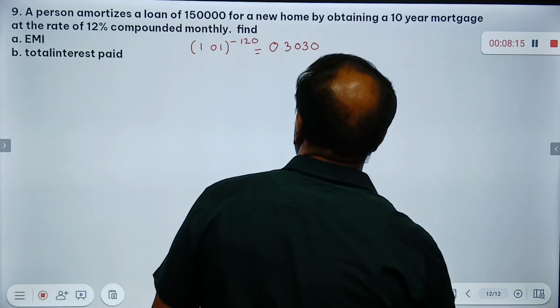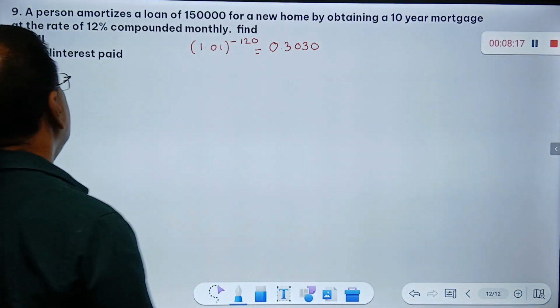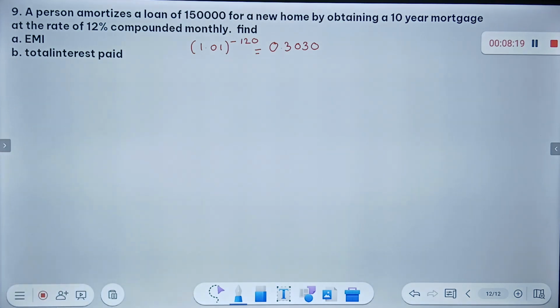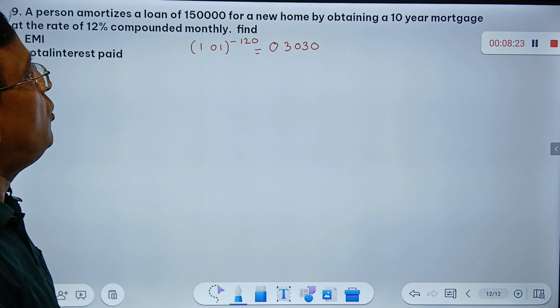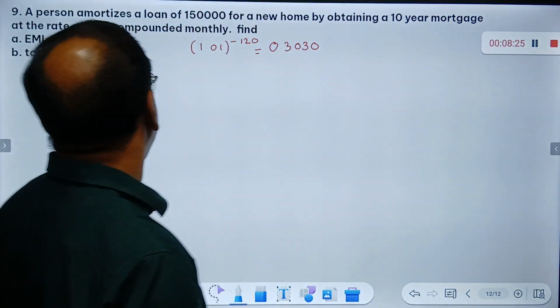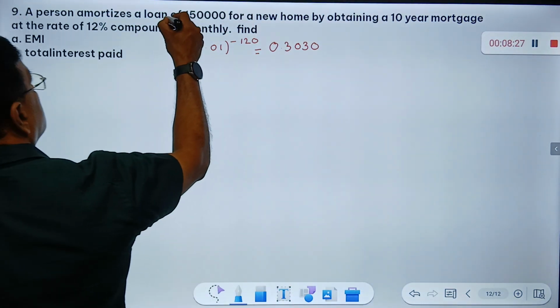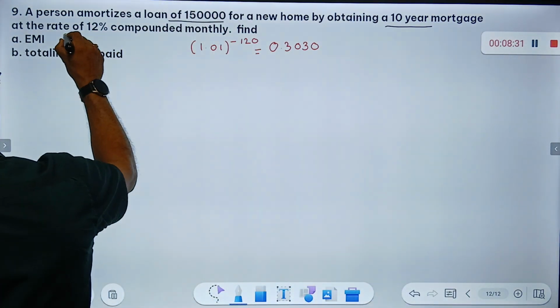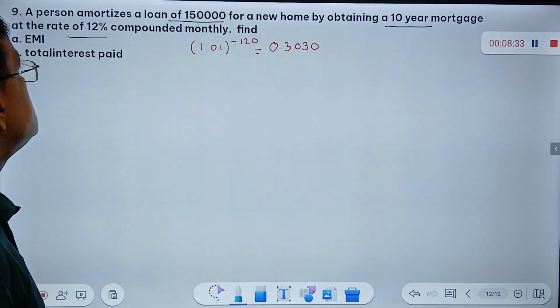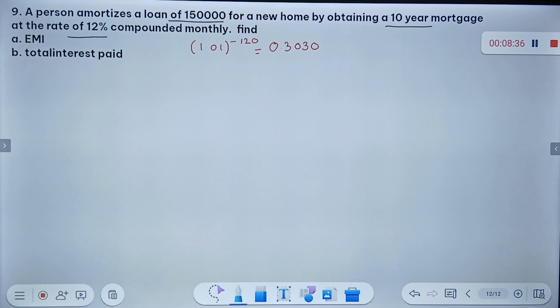What is question number 9? This is question number 9. A person amortizes a loan of 1,50,000 for a new home by obtaining a 10 years mortgage at the rate of 12%. So this is the loan amount. The duration is 10 years and the rate of interest is 12%. So I am expected to find these two.